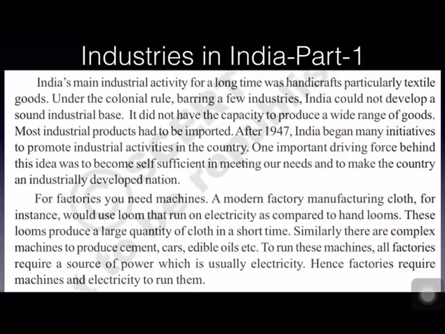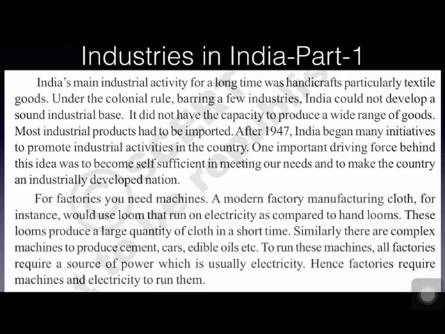Electricity was also generated by these multi-purpose projects, and this electricity was used by the industries. Thus, simultaneously, industries were also developed in India from the time of the starting of the 5-year plans. The main idea behind all this was to become self-sufficient without depending on other countries for our needs, so that we need not import anything from other countries. If we are self-sufficient, we can produce our own goods.